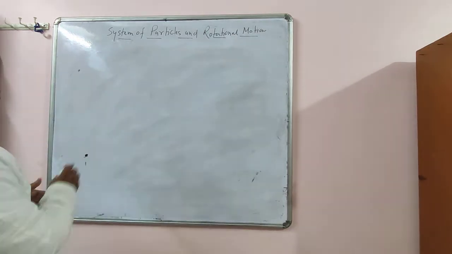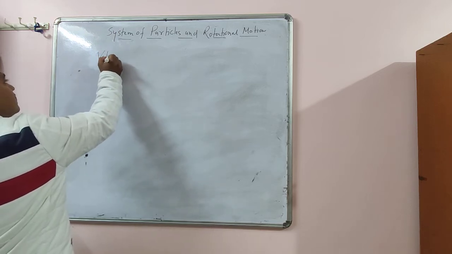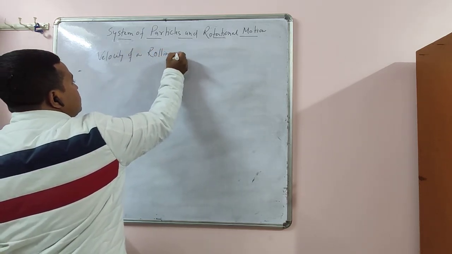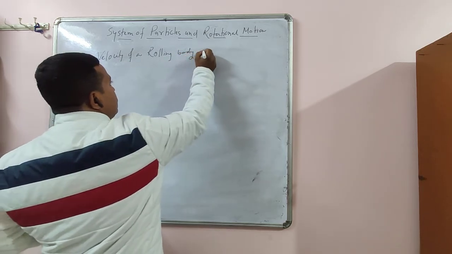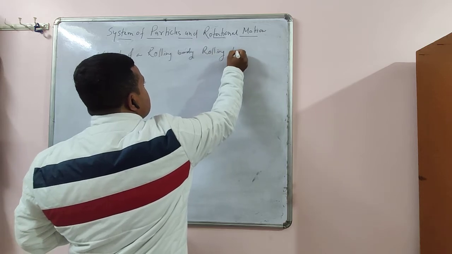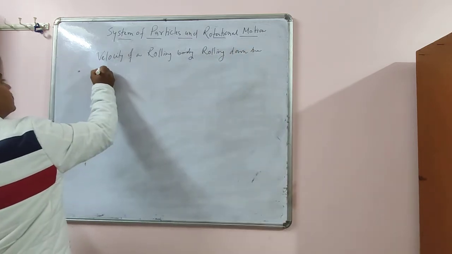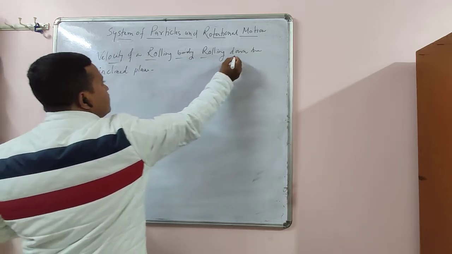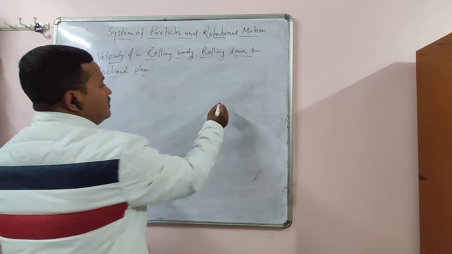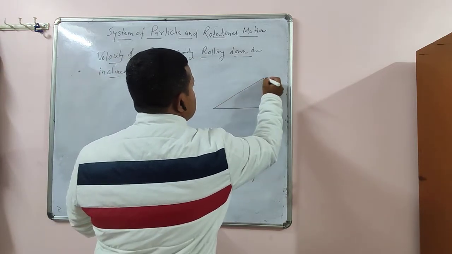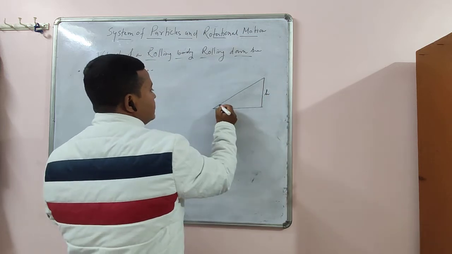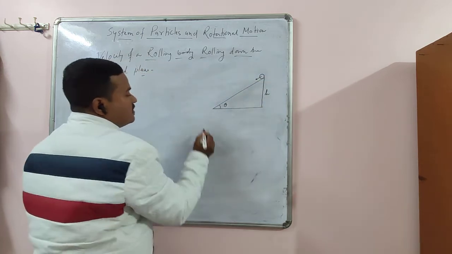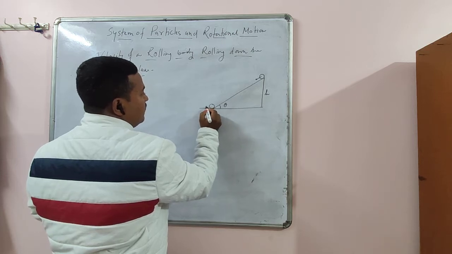Now let me derive a very important formula: the velocity of a rolling body rolling down an inclined plane. Suppose this is an inclined plane of height h, and this angle is theta. Now this body is rolling from this point, and this is the horizontal surface. We will find the velocity when we reach this point.